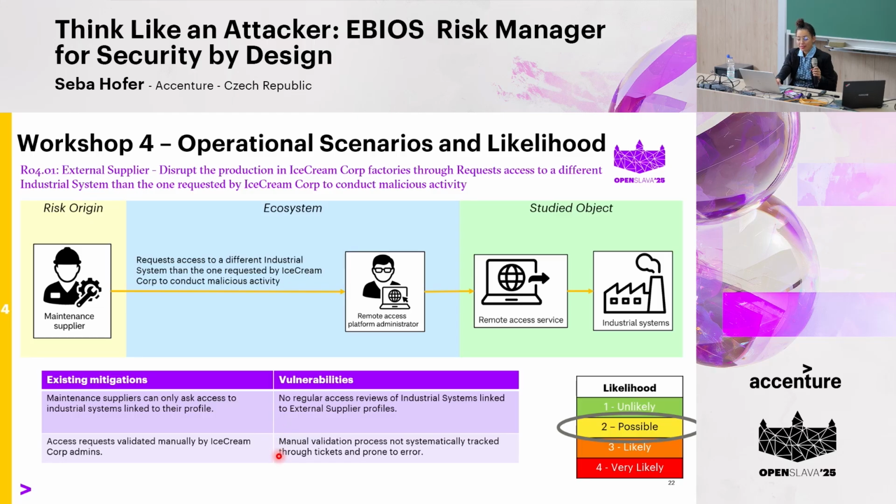And the second vulnerability is that, unfortunately, for now, the manual validation process is not very well defined. They are supposed to use ticketing, but sometimes they don't. Sometimes they contact each other through a Teams call and bypass this process. So here it's a big vulnerability, because the maintenance supplier could maybe trick this person into validating wrong access.